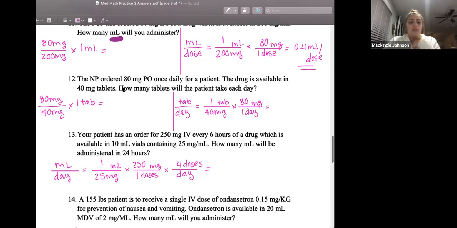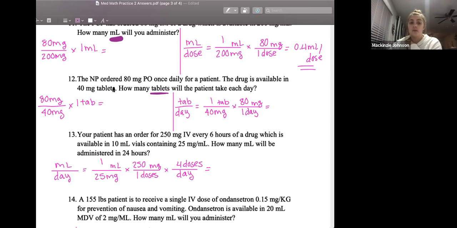So the NP ordered 80 milligrams PO, which is orally, once a day for a patient. The drug is available in 40 milligram tablets. How many tablets will the patient take each day? So it's asking for tablets, so we want to keep that in mind. So we're always going to put 1 tab on top because that's what it's asking for.